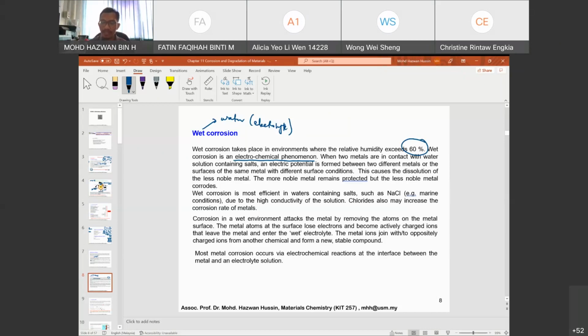So that is why anything near the sea or seawater will be more corrosive. In the jetty, in the port, you see that the structures and the ships easily become corroded, because seawater contains a lot of minerals. For example, it has around 3.5 to 5% of sodium chloride. This is highly conductive and highly corrosive. Chloride also may increase the corrosion of metals.